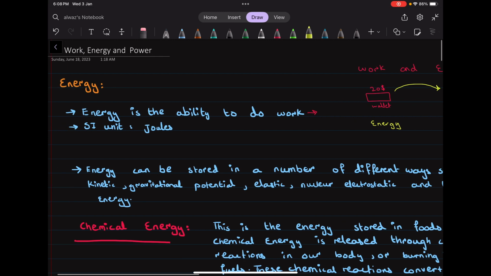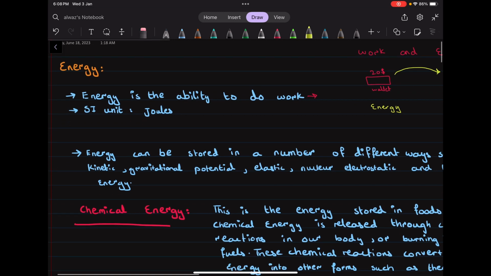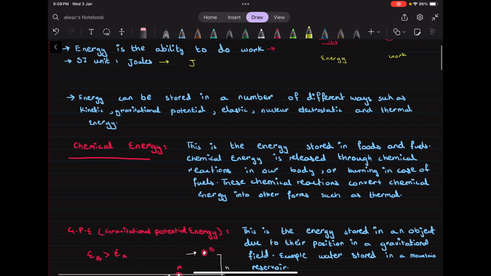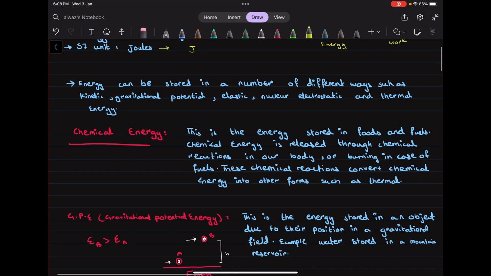So let's get started. The first thing that we're going to talk about is energy. We've talked about its definition, that energy is the ability to do work, and the SI unit for energy is joules. It's also written as J. Now, energy can be stored in a couple of different ways, and we're going to be talking about the different forms that energy is stored in. Sometimes we're going to talk briefly about those forms, and other times in more detail because it's included in our syllabus.